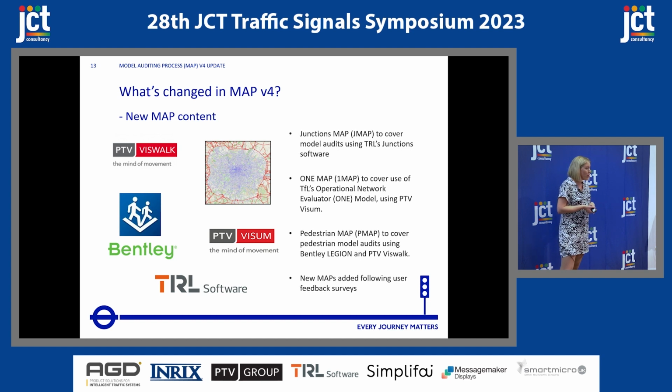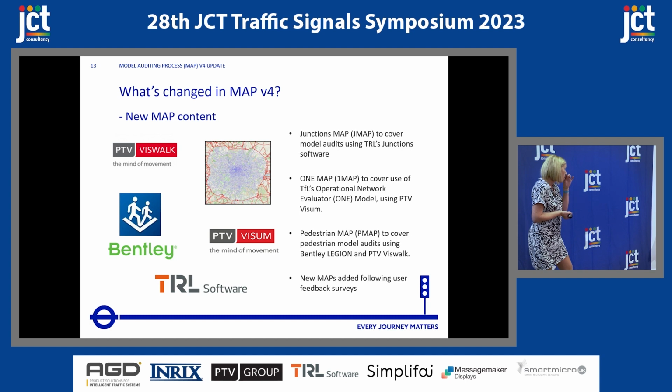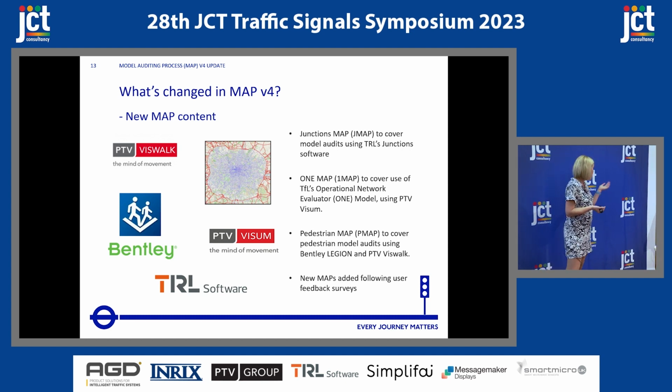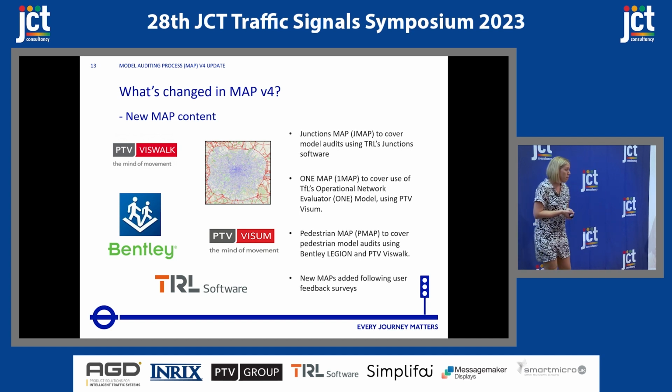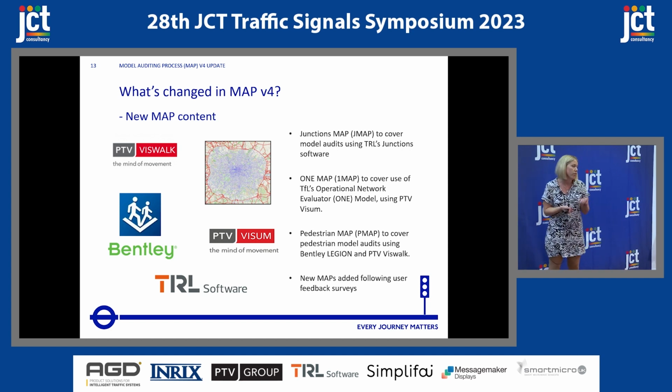And we've also expanded MAP now, so rather than the 4 software that Rob mentioned were in the last version, we've now expanded the scope following the feedback, and we've got JMAP for junctions, so priority junctions. We've introduced one map to cover the use of TfL's operational network evaluator model, the ONE model, which uses Zoom. We've also introduced PMAP for pedestrian modelling, so that covers both BizWalk and Legion modelling.